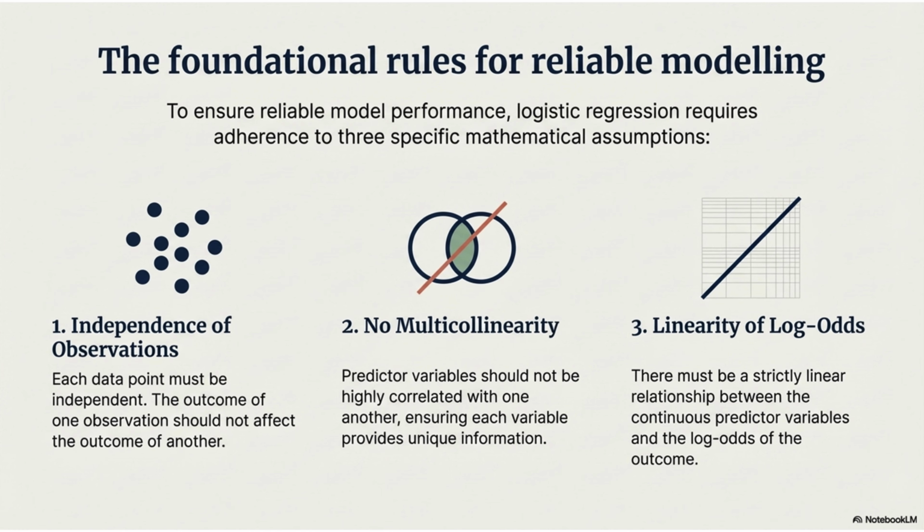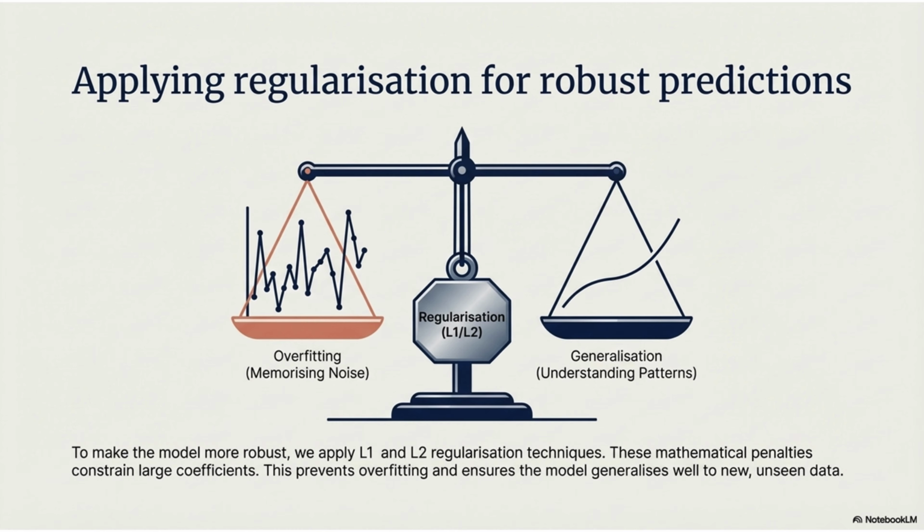Logistic regression assumes independence of observations, absence of multicollinearity, and a linear relationship between predictors and log odds. Understanding these assumptions ensures reliable model performance. To make logistic regression more robust, we can apply regularization techniques such as L1 and L2 regularization. These techniques prevent overfitting and improve generalization by penalizing large coefficients.